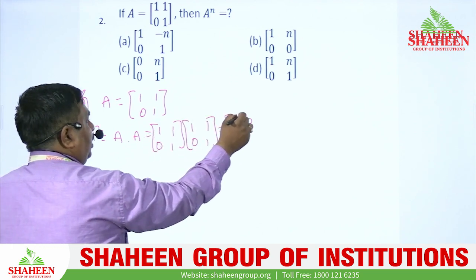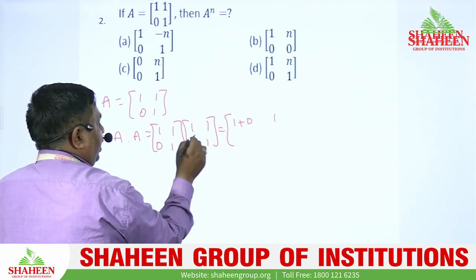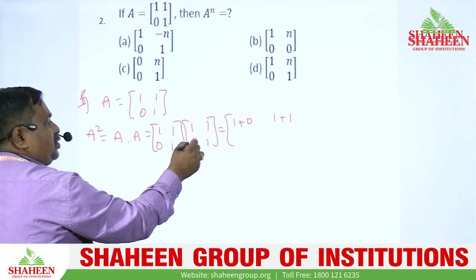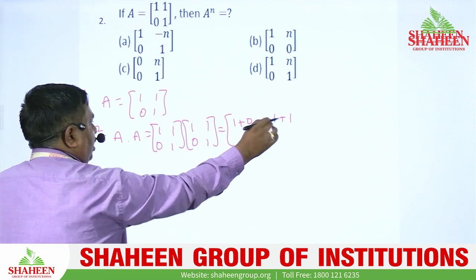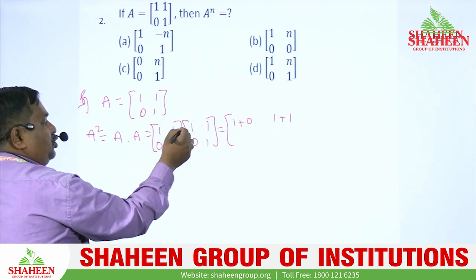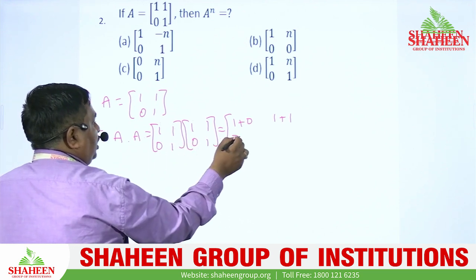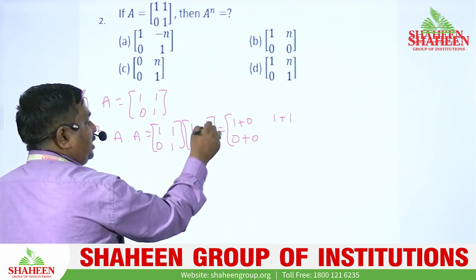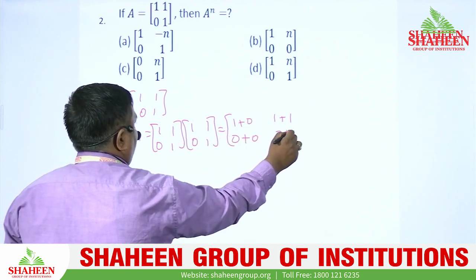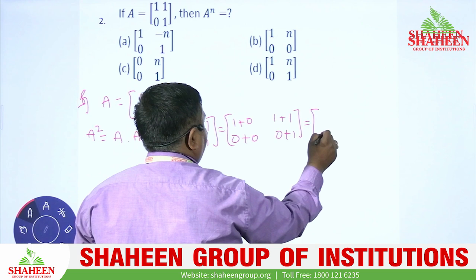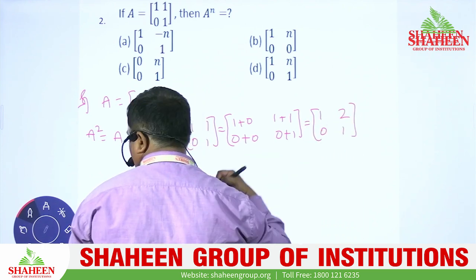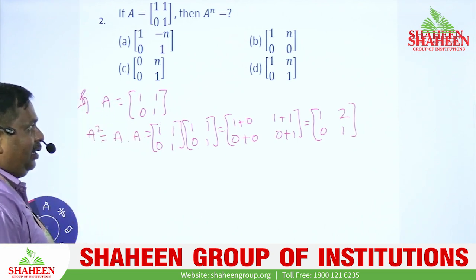1 into 1 is 1, and 1 into 1 is 1. Next, first row, first column over, first row, second column is over. Columns are over. Next, start with the second row. Second row, first column: 0 1s are 0 and 1 zeros are 0. Next, second row, second column: 0 1s are 0 and 1 1s are 1. The resulting matrix we are getting is 1 2 0 1.